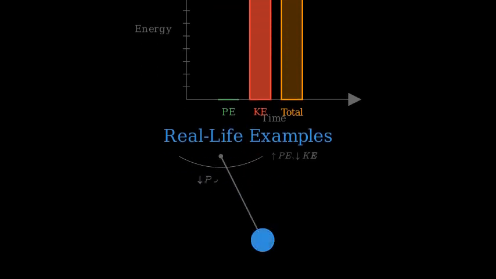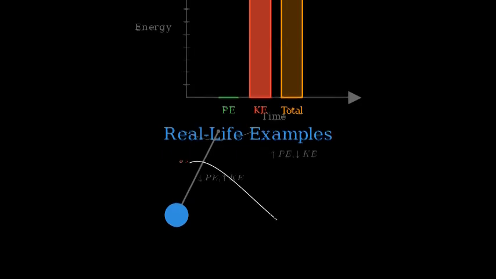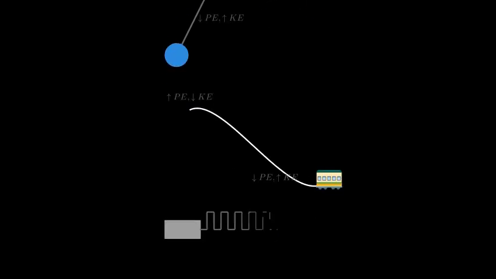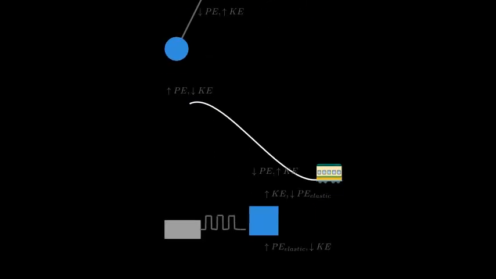In a pendulum, energy constantly converts between potential and kinetic forms. On a roller coaster, the initial potential energy at the top converts to kinetic energy as the coaster descends, then back to potential energy as it climbs again. In a spring system, energy oscillates between elastic potential energy and kinetic energy.